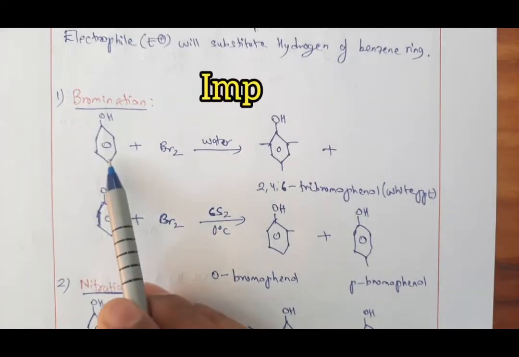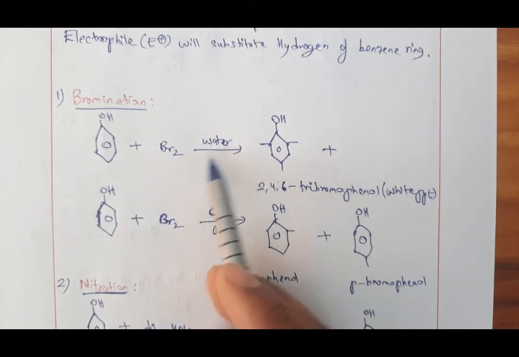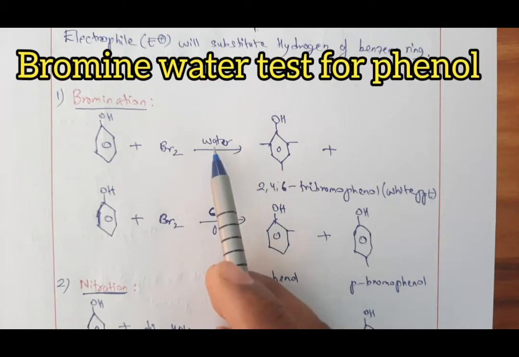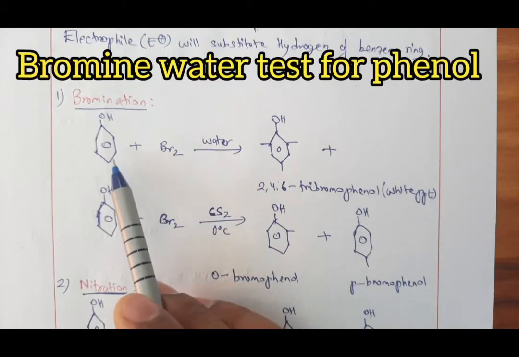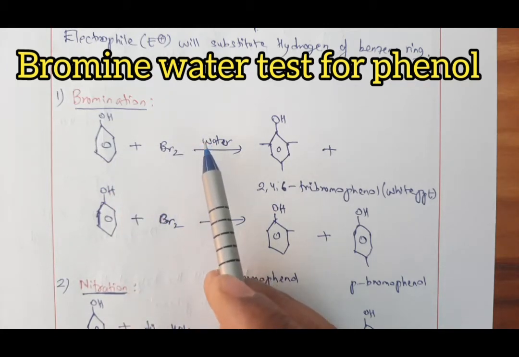Now I am reacting phenol with bromine water. So we can say this is the bromine water test. This is referred to as the bromine water test also. Water is acting as a solvent here. So when you react phenol with bromine water, only bromine will react with phenol, not water.